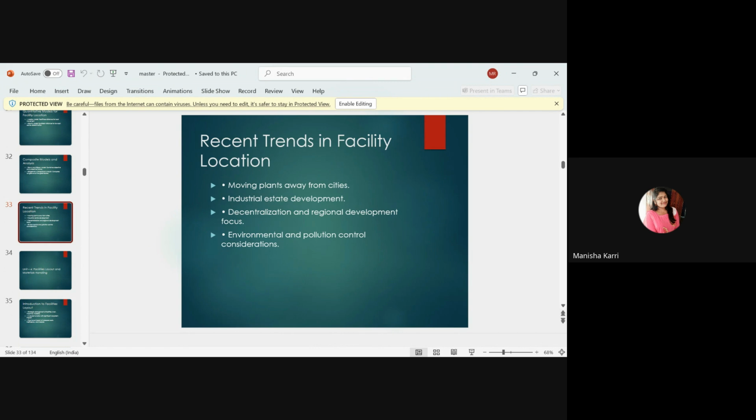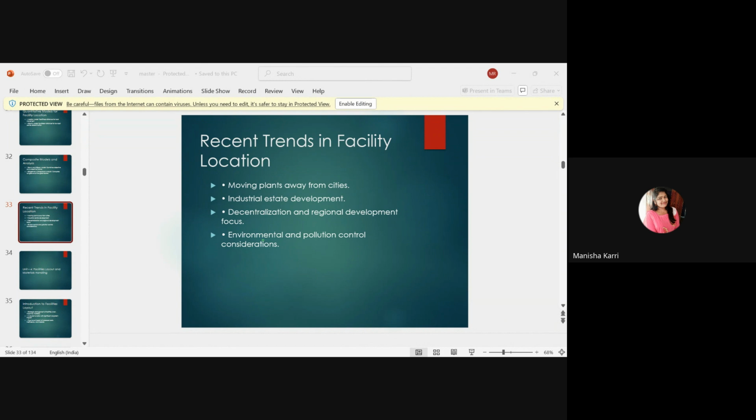And here are some of the recent trends in facility location, which is moving plants away from cities. Companies are choosing to build their facilities outside of crowded city areas to avoid higher costs, traffic congestion, and limited space in cities. For example, factories moving to suburban or rural areas where land is cheaper and there is more space for expansion. And industrial estate development. This is the creation of dedicated industrial areas where multiple businesses set up their facilities. Why is it important? These estates provide ready infrastructure such as roads, utilities, and support services, making it easier for companies to set up and operate.